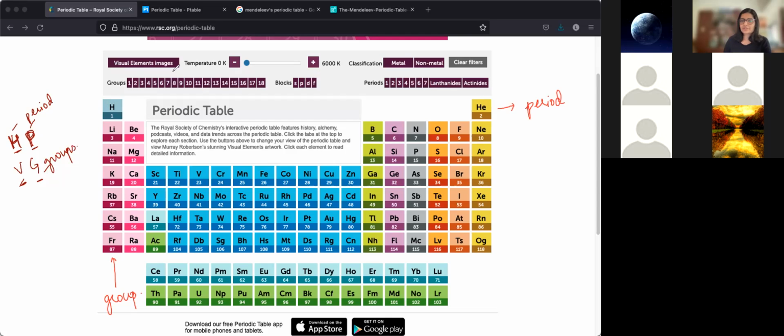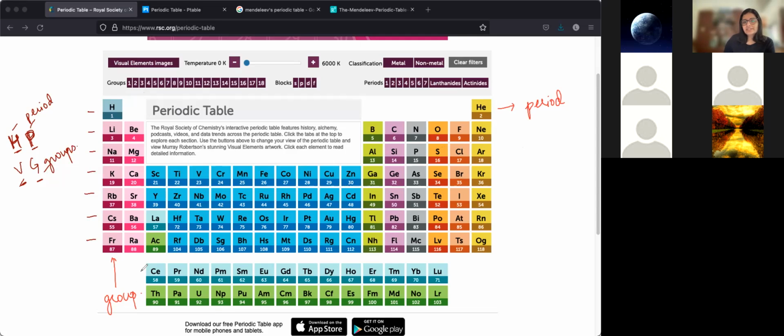Hydrogen and helium, a horizontal row, make up a period. So this is the second period. This is the third period. Similarly, this is the first group. Beryllium, magnesium, calcium, all this is the second group. This is the third group, fourth group, fifth group, and it goes on. Okay. So there are 9 periods, no? 7, I think. 1, 2, 3, 4, 5, 6, 7.